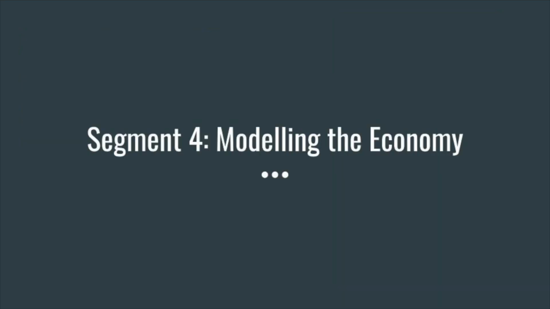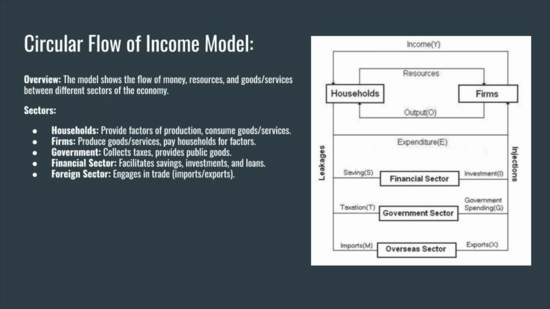Segment 4. Modeling the economy. Finally, let's discuss how we can model the entire economy using the circular flow of income model. This model illustrates how money flows between different sectors of the economy: households, firms, the government, financial institutions, and the foreign sector. It captures the interdependence between these economic agents.